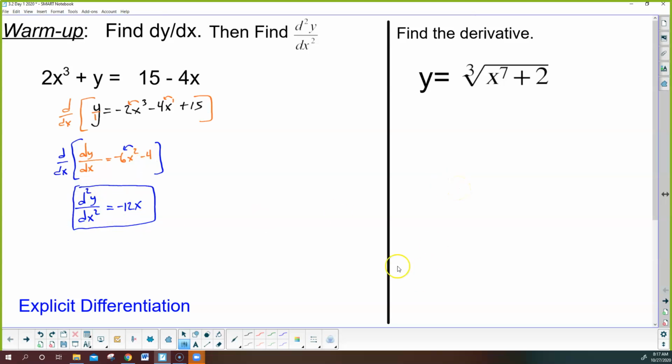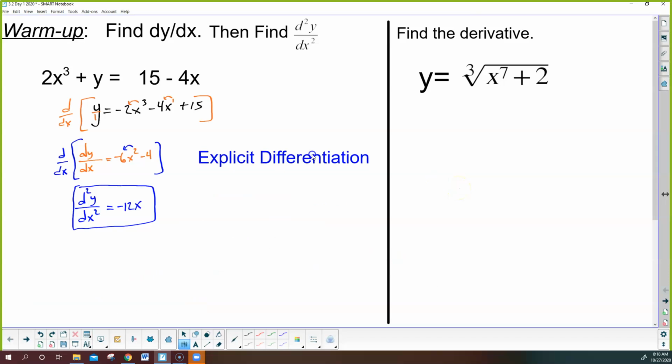Now, what I want to just point out is this is called explicit differentiation. Not the notation here, but just solving for y and then taking the derivative. Everything we've done up until today is going to be explicit differentiation. Today, we're going to do implicit differentiation, which means what happens when x's and y's are mixed together. And sometimes we can't separate them nicely like this example, so how do we find their derivatives? And that's what we're going to explore today.